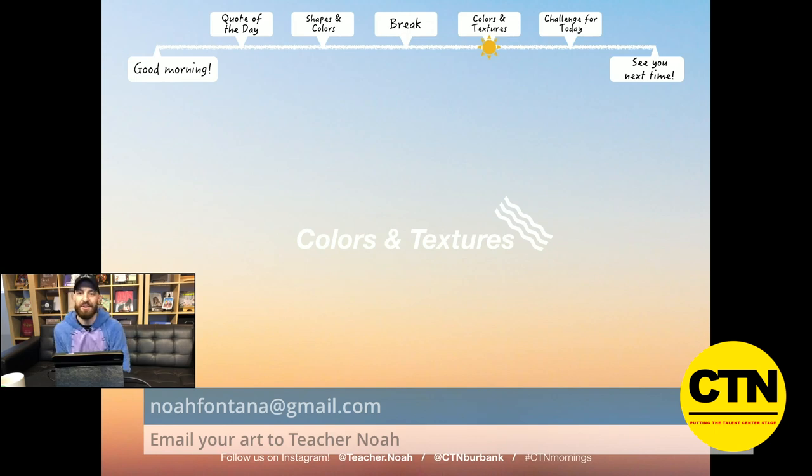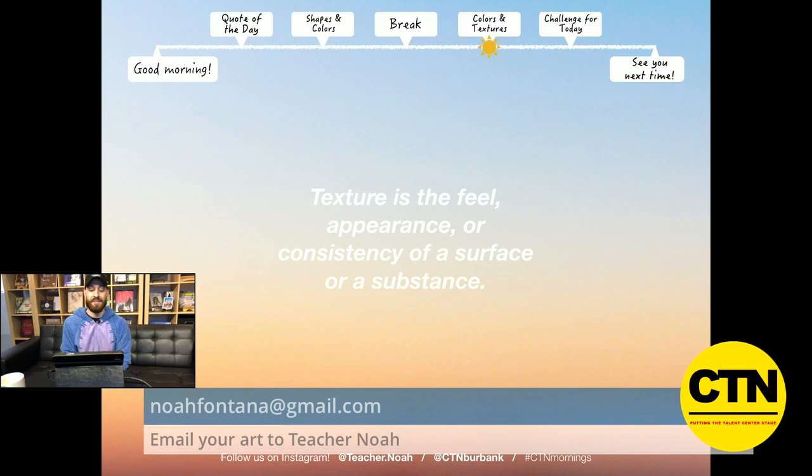Our next activity that we're going to do is colors and textures. And now you might be asking yourself, what is a texture? Well, I have got you covered. All right, a texture is the feel, appearance, or consistency of a surface or a substance. So for example, I have very fuzzy texture right here, but then right here, it's not very fuzzy at all. It's just kind of like soft felt.